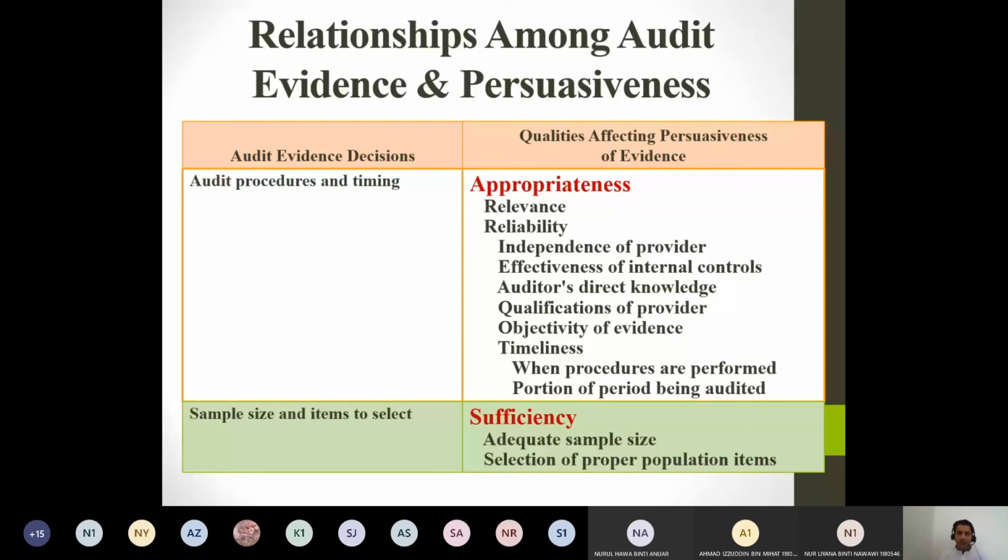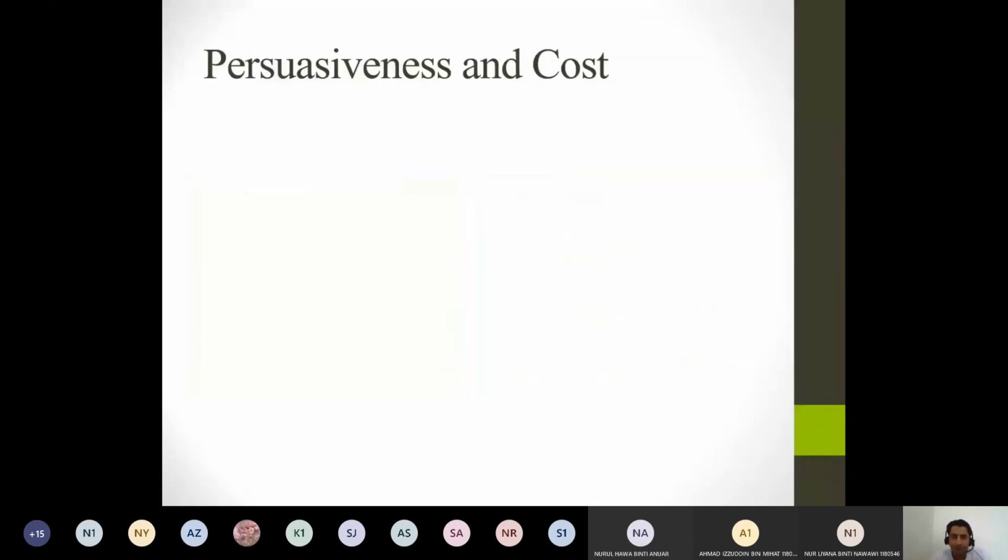So what we need to understand here is the link between the two decisions, which are the type of audit procedures and the timing of it, and that is related to appropriateness. Whereas the sample size decision and the type of items to select are related to sufficiency. Sufficiency is quite logical: an adequate sample size and the selection of proper population items. So that is sufficiency. Okay.